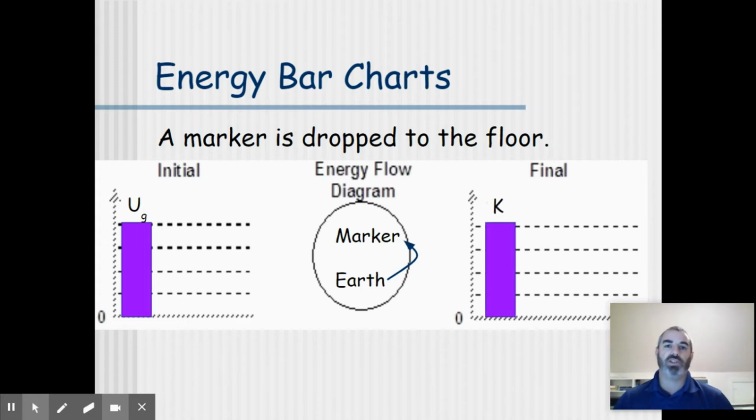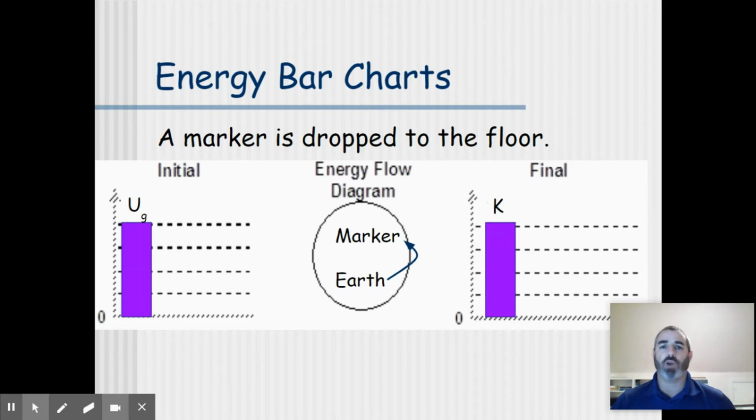For the final situation, again, you're going to ask yourself those same three questions. Is there anything moving? Yes, the marker. Is there a spring stretched or compressed? No, because there's no spring in our system. Is there anything that has a height greater than zero? The answer is no, because the marker has reached the floor at that point, so its height is zero.